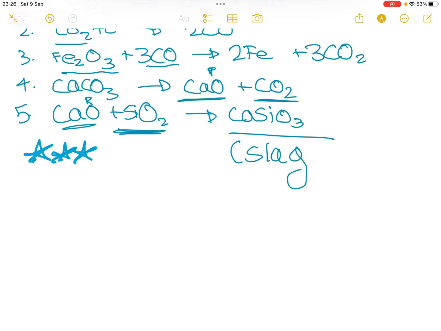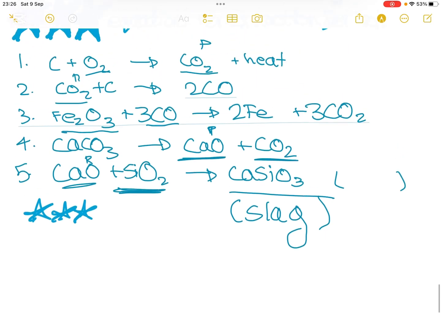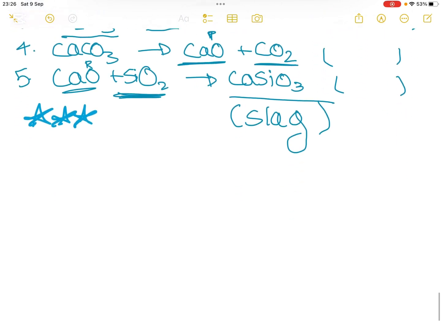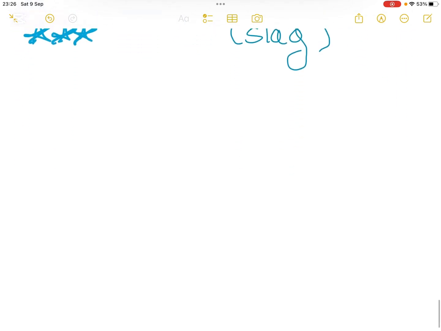This slag forms above the molten iron. This reaction is called neutralization, and it's in the acid-base chapter. This is called thermal decomposition. Here, redox reaction, where we said that carbon monoxide is a reducing agent, and over here, this is the exothermic reaction.